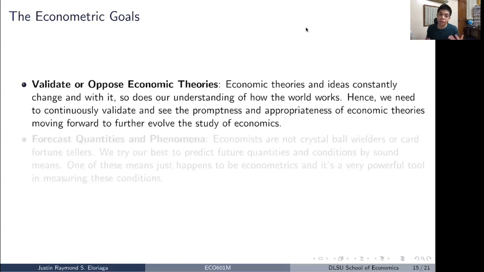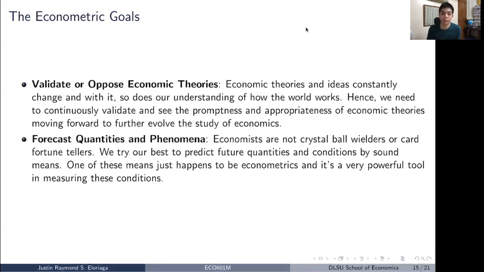So we use econometrics as a tool for us to be able to validate or sometimes oppose the economic theories that we've had and replace them with theories that are more akin for the time or that are more universal as compared to the theories that we may have now. So that's another function or goal of econometrics. The last one, at least in our class, will be to forecast quantities and phenomena.